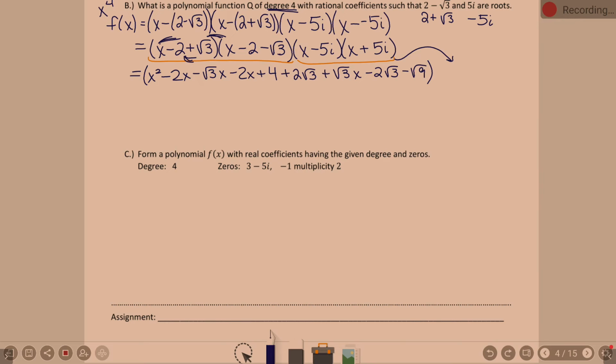X times x, x squared. X times 5i is plus 5ix. Minus 5i times x is minus 5ix. And minus 5i times plus 5i, minus 25i squared.